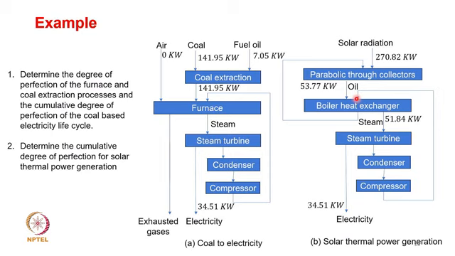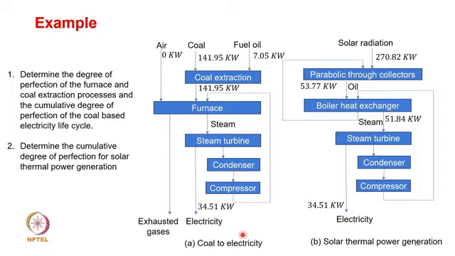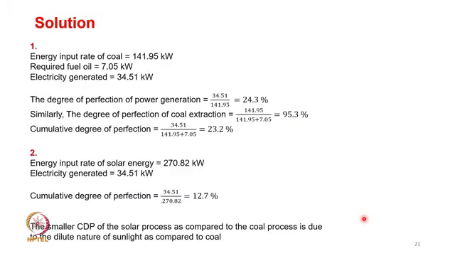So now what are we interested in? Determine the degree of perfection. We have defined the degrees of perfection previously of the furnace and the coal extraction process, and the cumulative degree of perfection of the coal-based electricity life cycle, which is this route. And for process B, determine the cumulative degree of perfection of solar thermal power generation, which is over here.